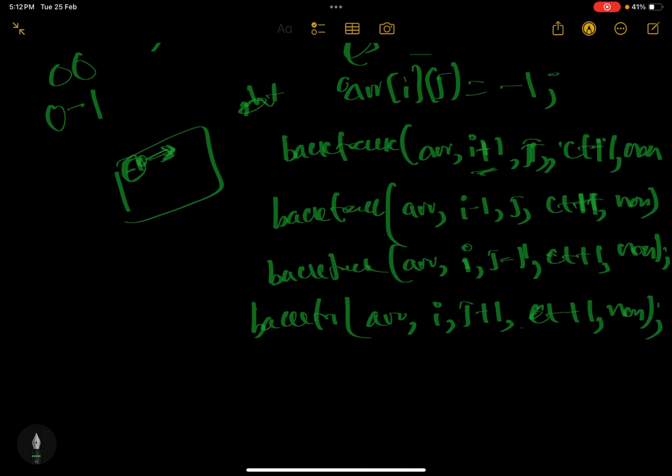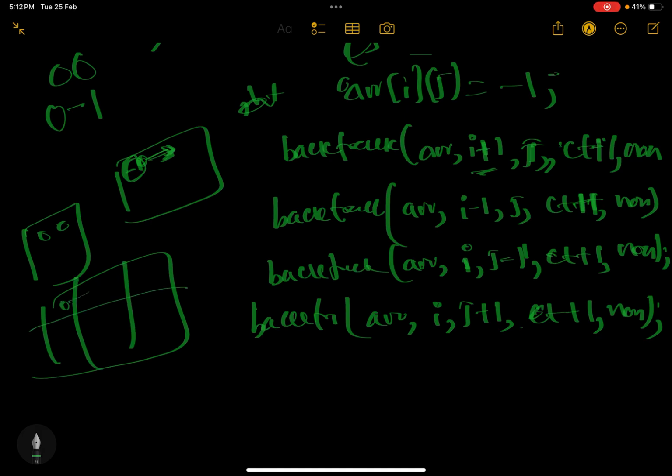After doing all the operations, when I was going right, I was marking this as used. But after exploring all the paths, when I come back, I will need to mark this as unvisited. So after exploring all the paths, I will mark it again as a non-visited path.